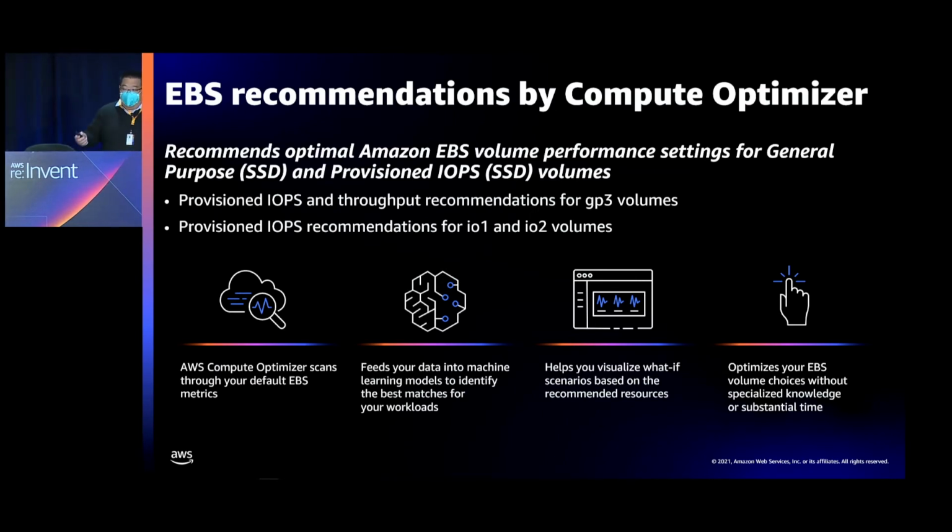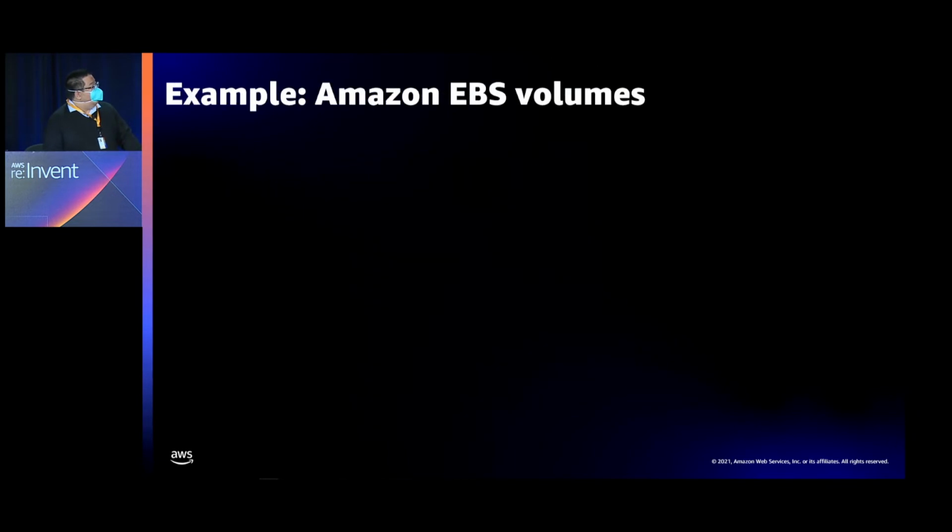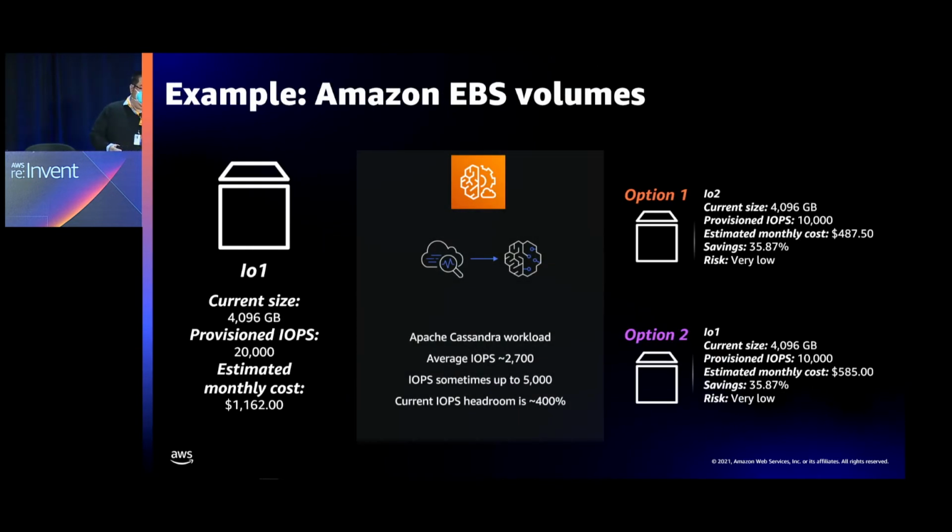So Compute Optimizer also analyzes EBS volumes, and in particular, we support SSD volumes here. There are 4 types of SSD volumes: IO1, IO2, GP2, and GP3. The main things Compute Optimizer analyzes here are throughput and IOPS. Here's an example of an EBS volume.